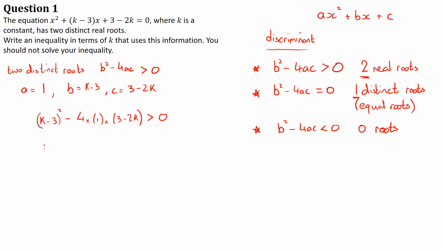So expanding this bit, we've got k squared minus 6k plus 9. And then expanding this, remember it's minus 4 times 1, which is minus 4. I've got minus 4 times 3, which is minus 12. I've got minus 4 times minus 2k, so that's a plus 8k. And that's bigger than 0. So our final answer is k squared, minus 6k plus 8k is plus 2k, and then 9 take away 12 is minus 3.